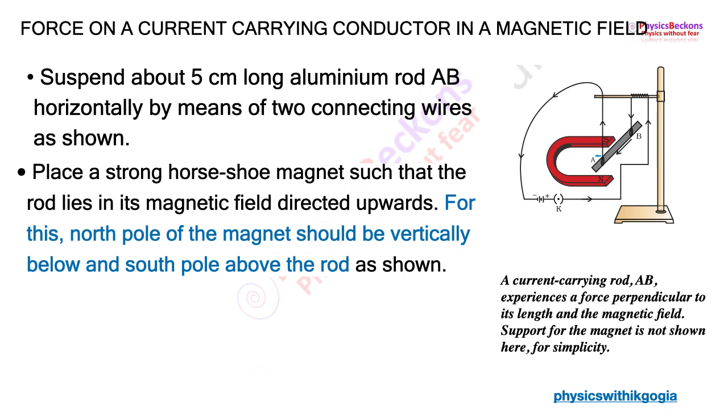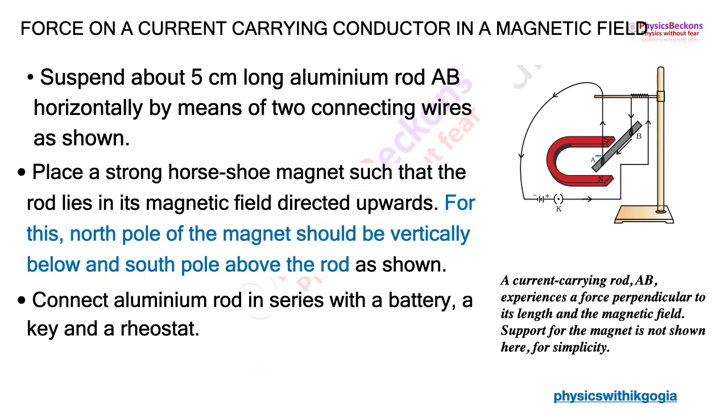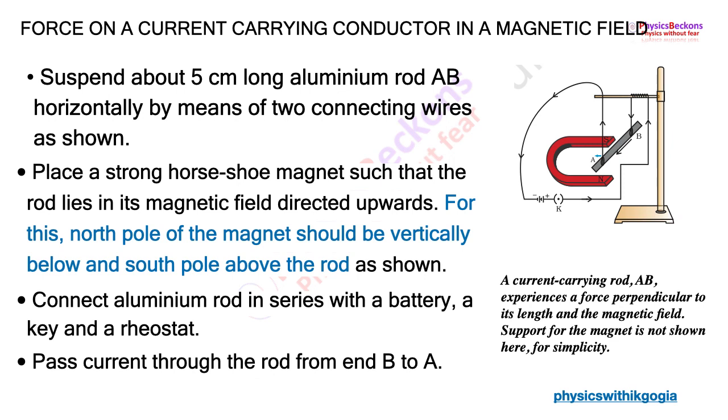The magnetic field produced by a magnet acts from north to south, so you need to have the north pole vertically below and south pole vertically above the rod. Now this will mean the magnetic field acting from north to south is vertically upward. Connect the aluminium rod in series with a battery, a key, and a rheostat. The key will help us complete or disconnect the circuit to make the current flow or stop the current. And rheostat will control the current flowing through the rod AB.